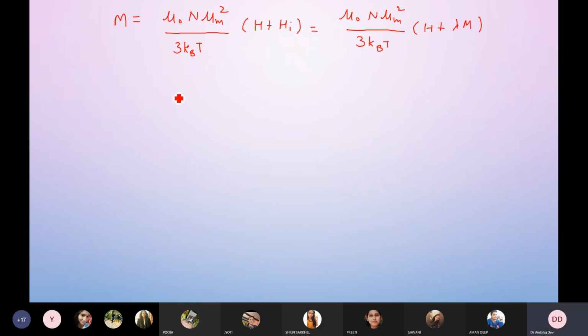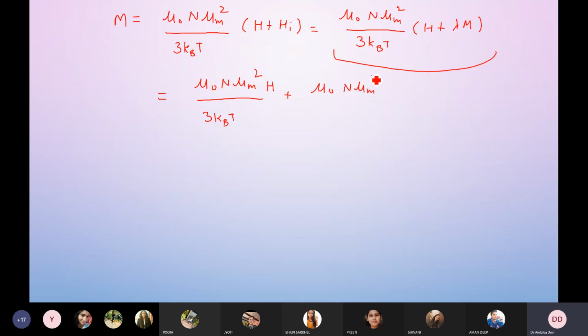This is further equal to, if you separate H and M, this will become mu naught N mu M square divided by 3 kBT into H plus mu naught N mu M square divided by 3 kB T into lambda M. This is M is equal to this.